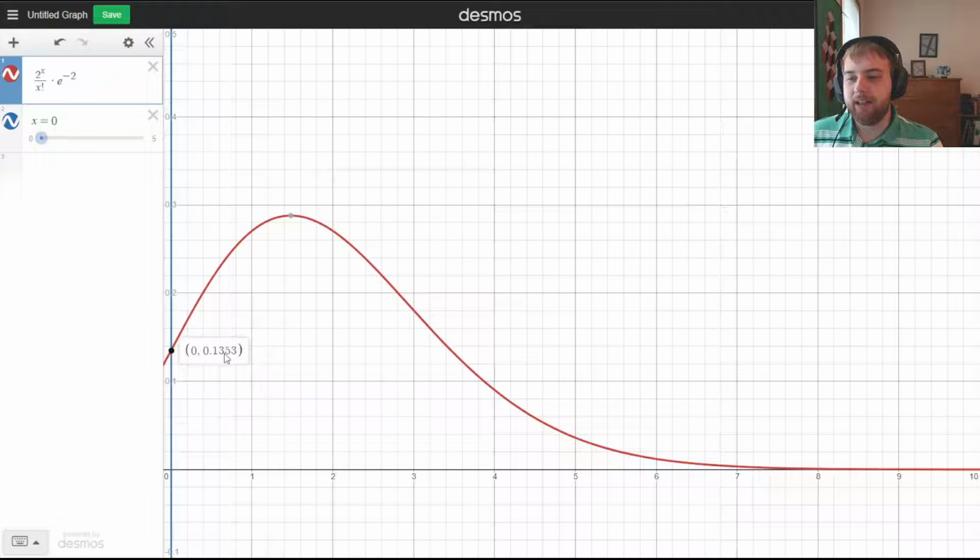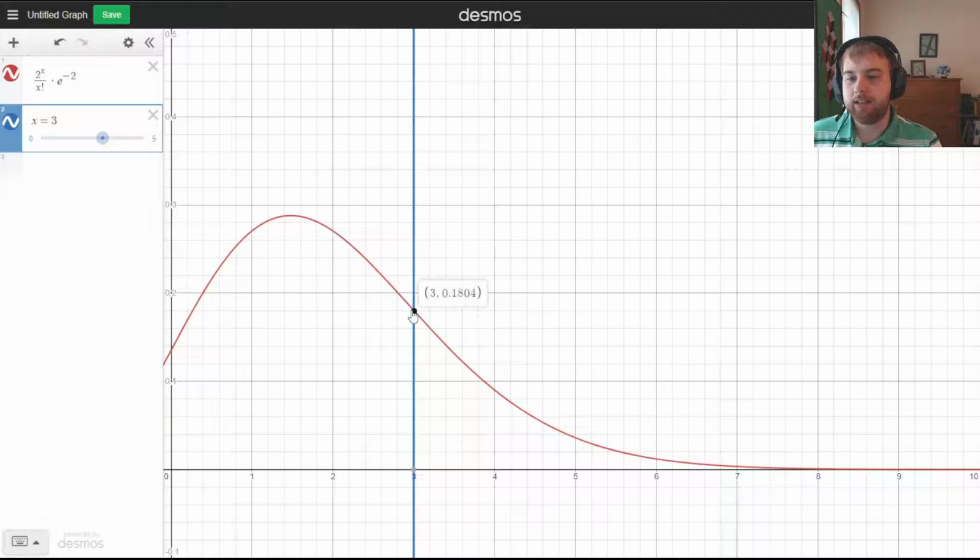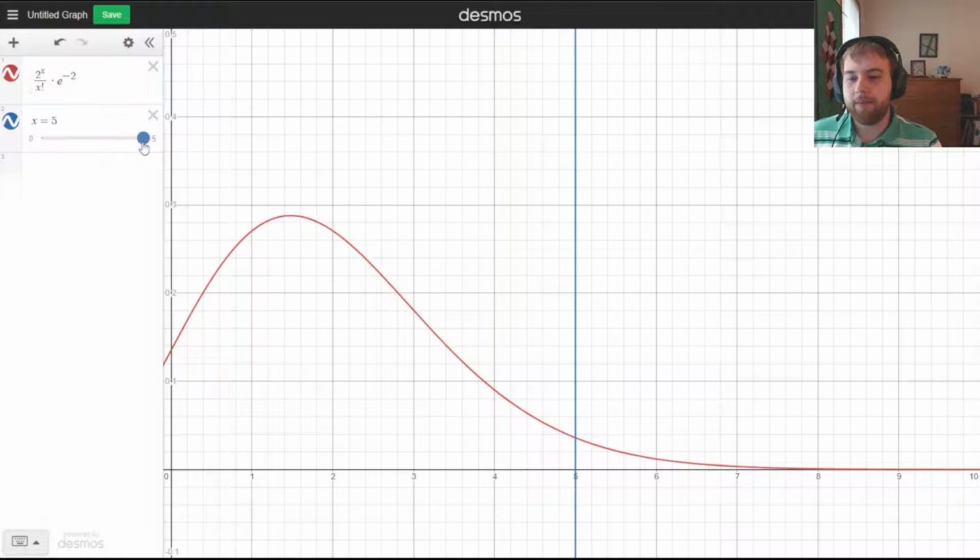So this is the probability of 0. This is the probability of 1. Probability of 2 is actually the same. Probability of 3. Probability of 4. And probability of 5. So you can see that this never quite gets to 0. There's a very slight chance that all of the particles show up in one interval, but it is extremely unlikely. You can see that it does go down pretty fast.